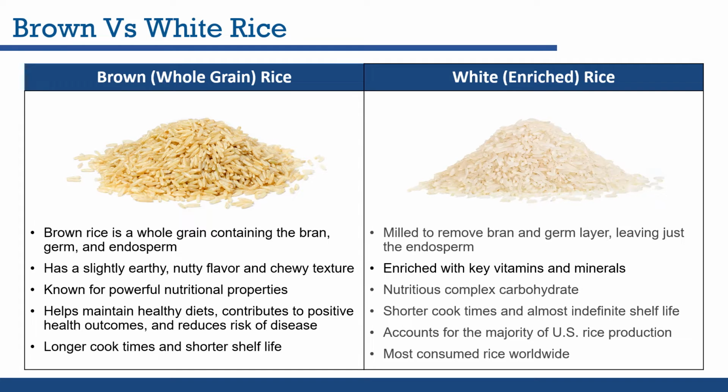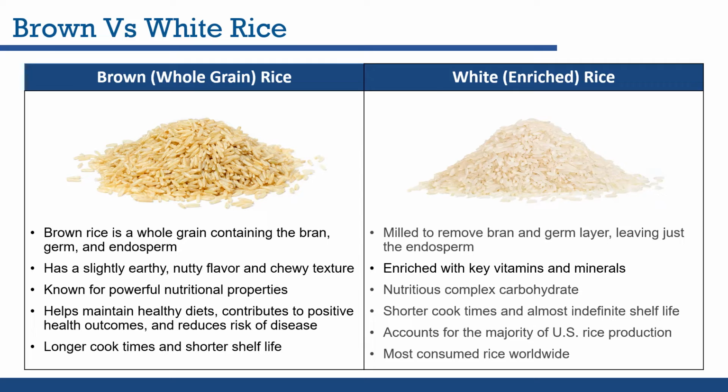White rice has been milled to remove the bran and germ layer with just the endosperm remaining. It's typically enriched with key vitamins to replace what was lost during milling and is a nutritious complex carbohydrate. It's the most commonly consumed rice around the world, and it has quicker cook times and, if stored properly, almost an indefinite shelf life.